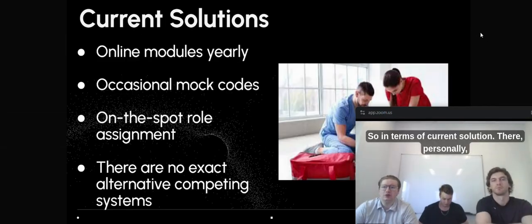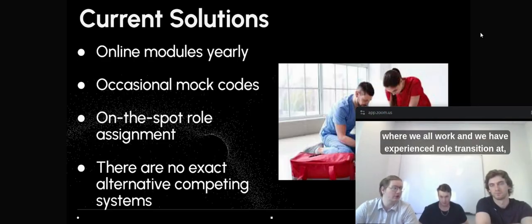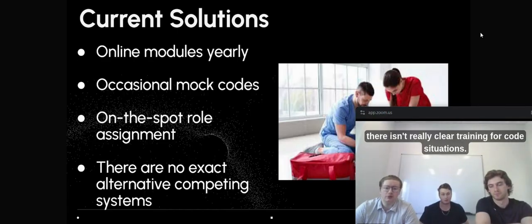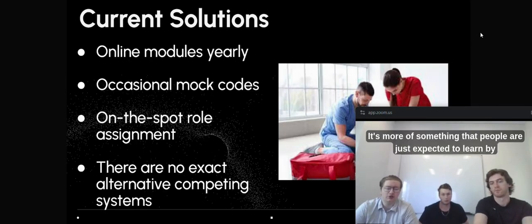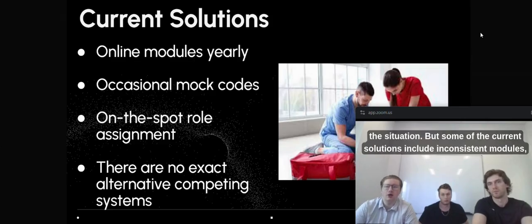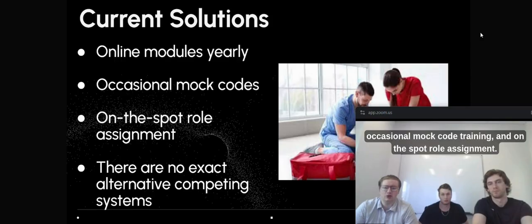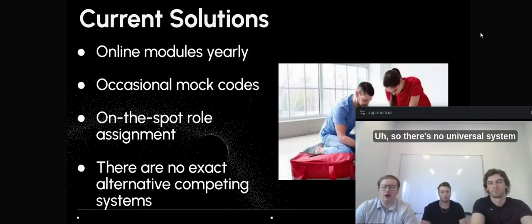So in terms of current solutions, personally where we all work and have experience with role transition, there isn't really clear training for code situations. It's more of something that people are just expected to learn by the situation. But some of the current solutions include inconsistent modules, occasional mock code training, and on the spot role assignment. So there's no universal system that really helps people learn what to do.